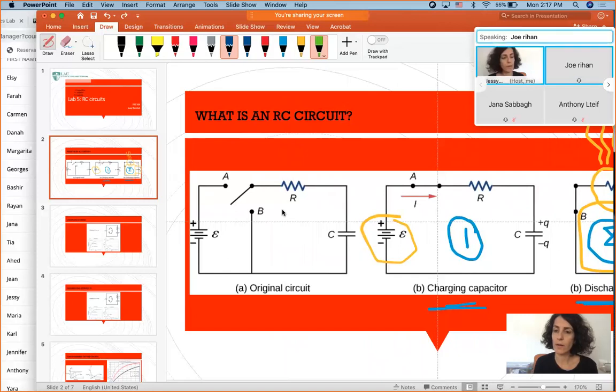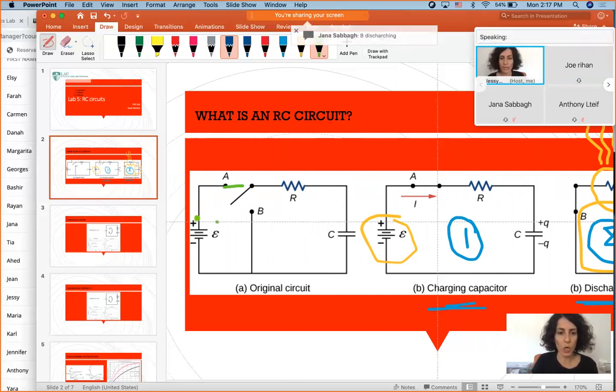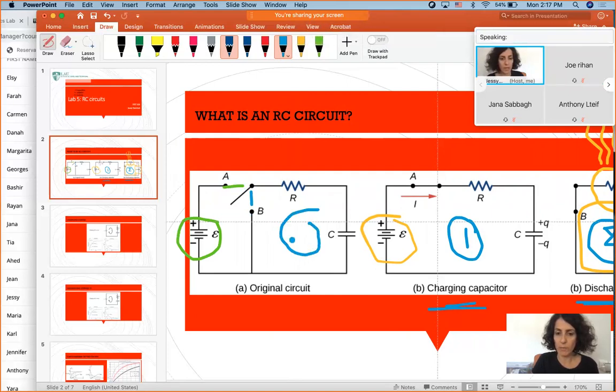When it's on A, I think it's charging. Yeah, you can see that whenever the switch is on A, yes, Jenna, I can read you, so you have a battery. And B is discharging. And whenever you are on B, the battery is outside the circuit. Yes, and then you will have some discharging.